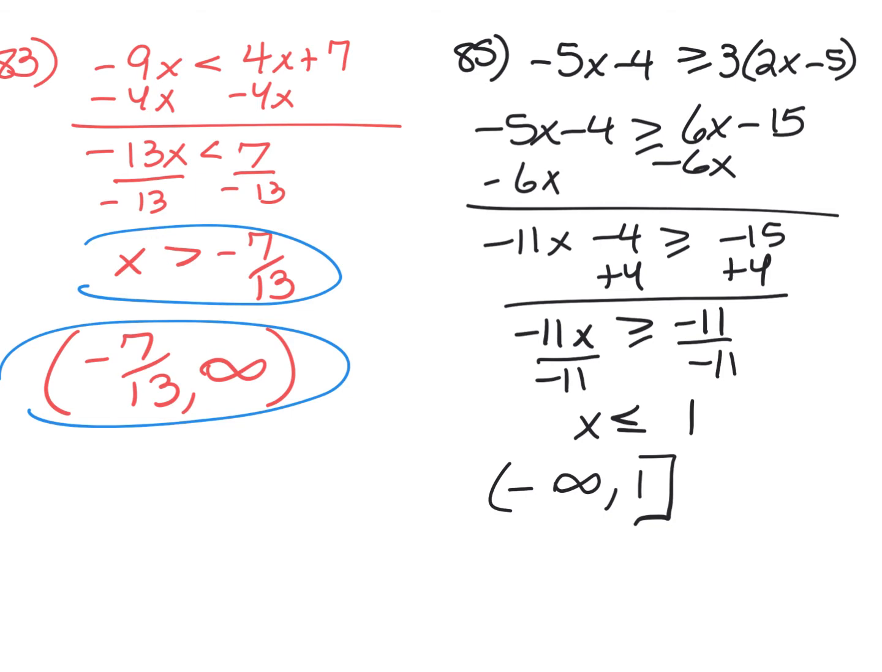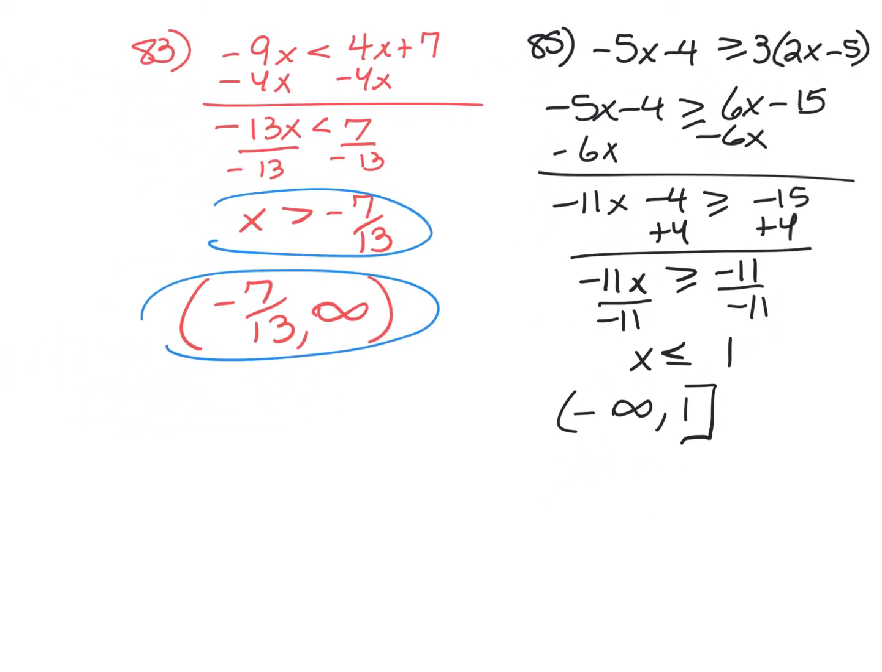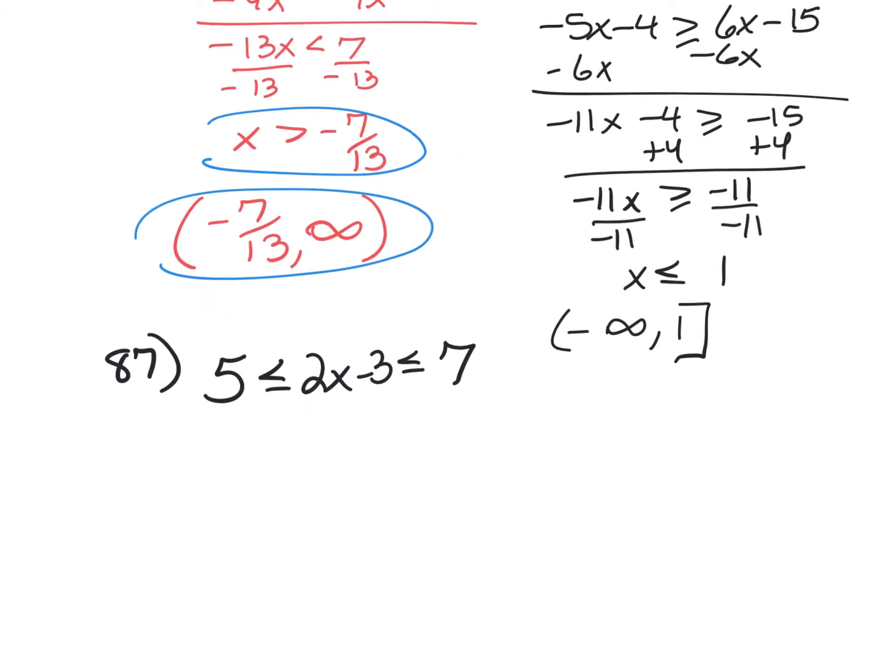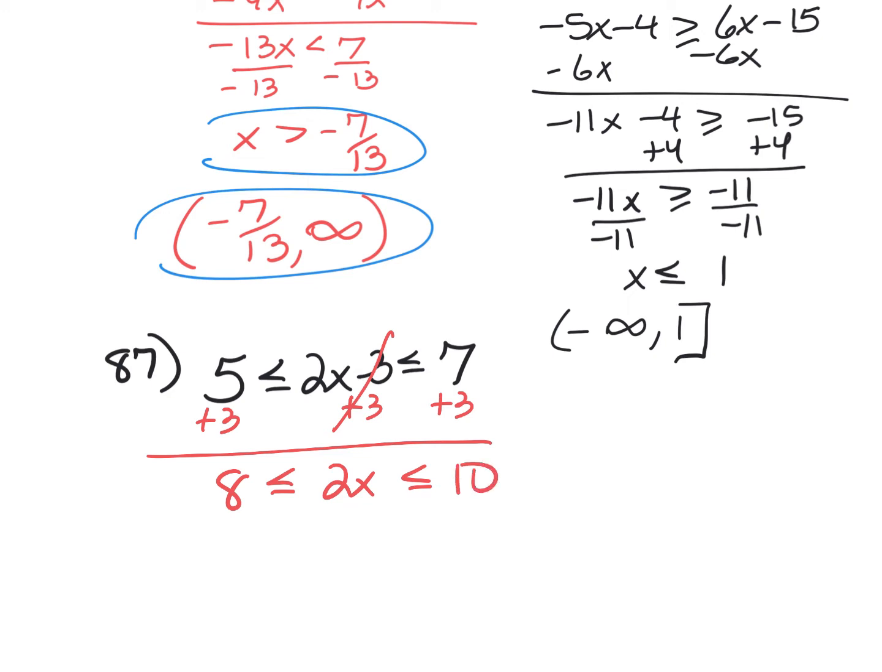Number 87, a nice compound inequality. So for this one, 5 is less than or equal to 2x minus 3, less than or equal to 7. This time, instead of just the left or right side, I need to do everything to the left, the right, and the middle. So first thing I'm going to do is get rid of the 3. I get 8 less than or equal to 2x, less than or equal to 10. And now divide all 3 pieces by 2.